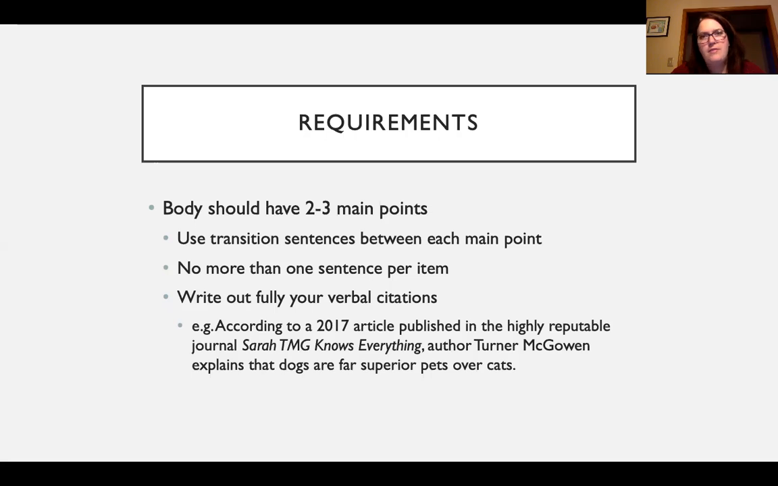But when you do have any kind of citation, any kind of reference, make sure that you fully write out what you intend to say. So I have an example here. According to a 2017 article published in the highly reputable journal, Sarah TMG Knows Everything, author Turner McGowan explains that dogs are far superior pets over cats. So I have a fully written citation.